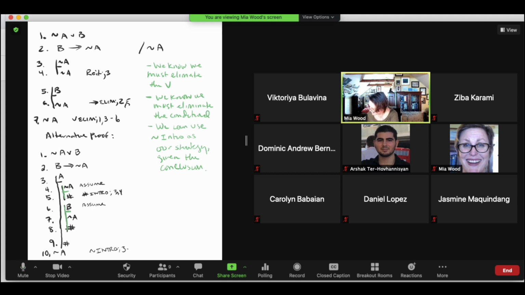Line 7 is the dismantling of the conditional at 2 by the affirmation of the antecedent at 6. Then line 8 is another contradiction intro.